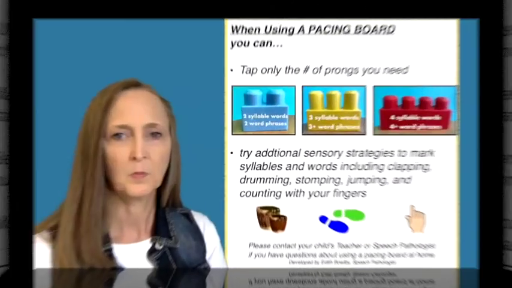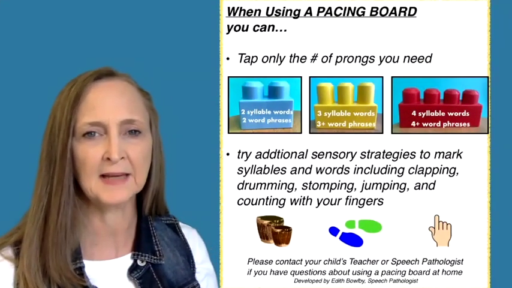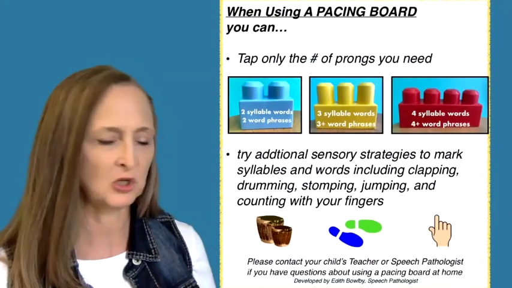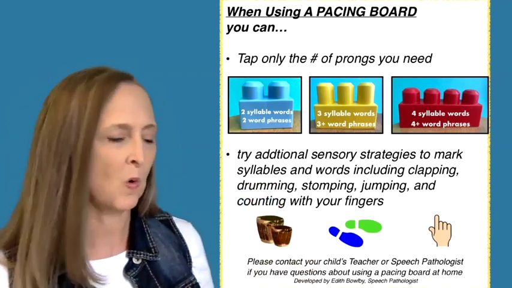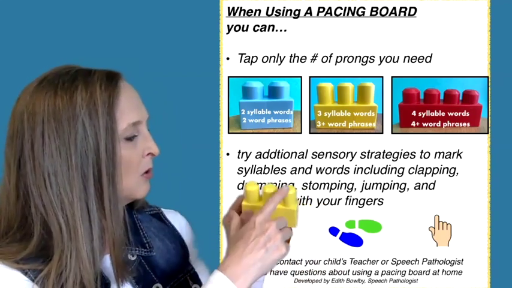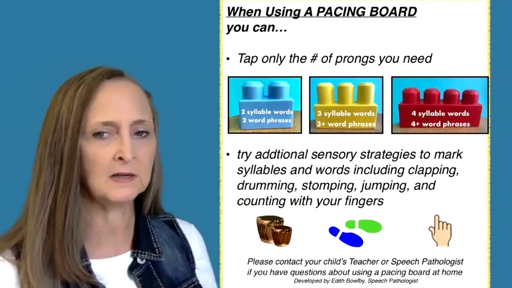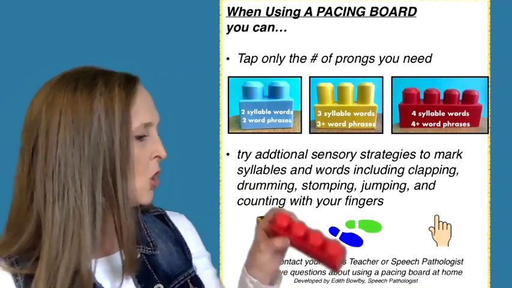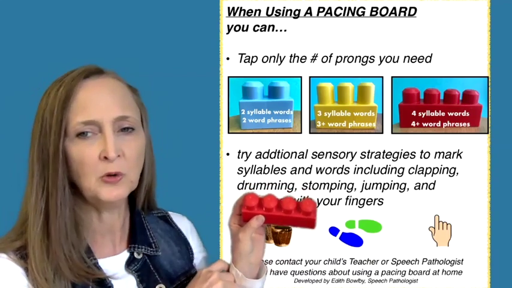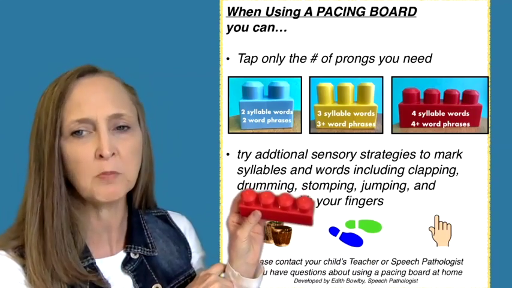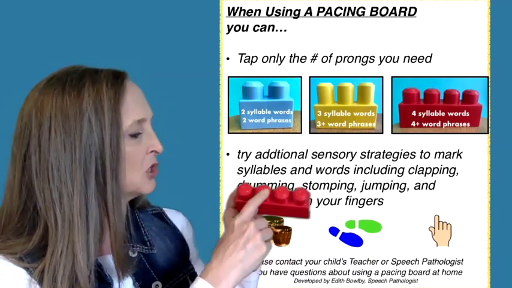When using a pacing board, you can tap only the number of prongs you need, like baby, my turn, or animal, I'm all done, or watermelon, come play with me. Or you can tap 2 syllables on a 4-prong block like my turn, baby.